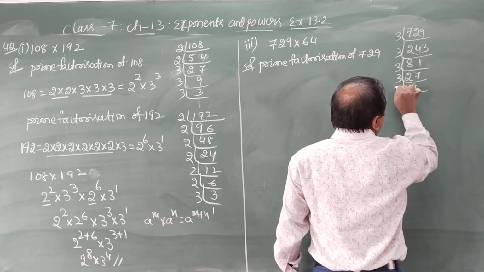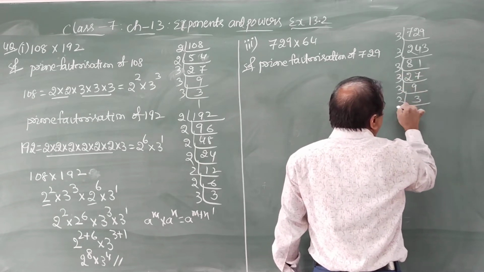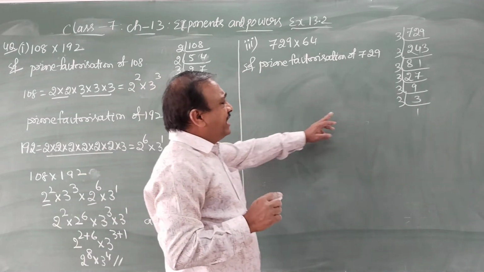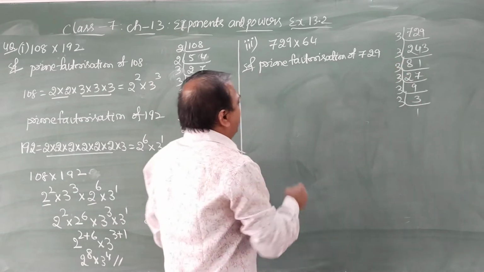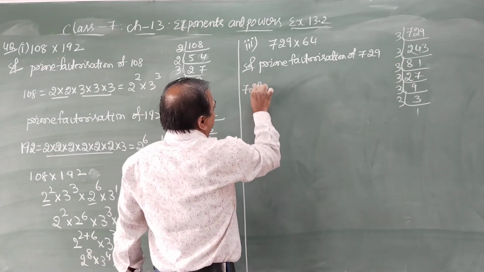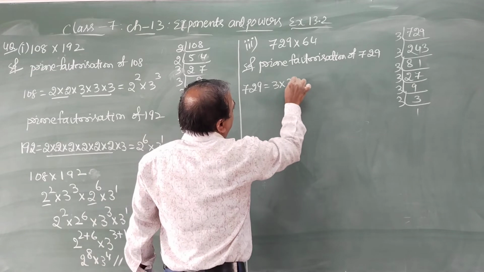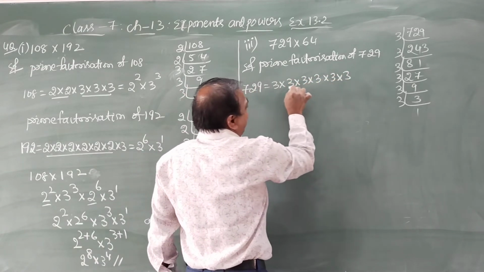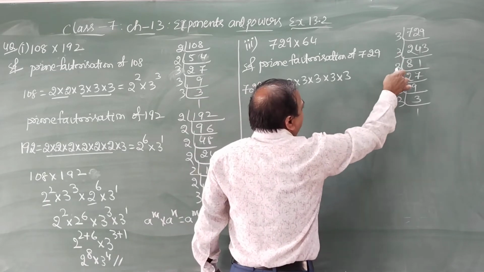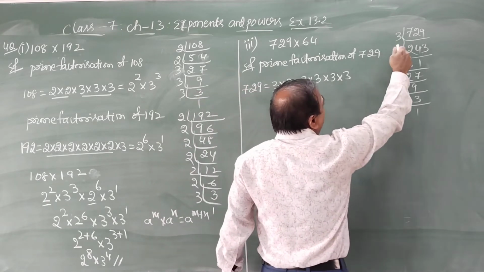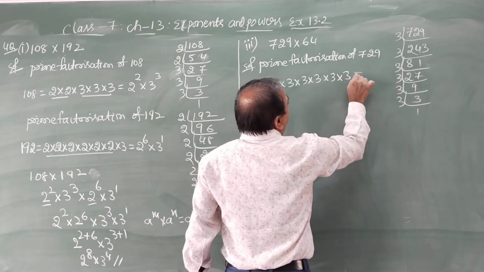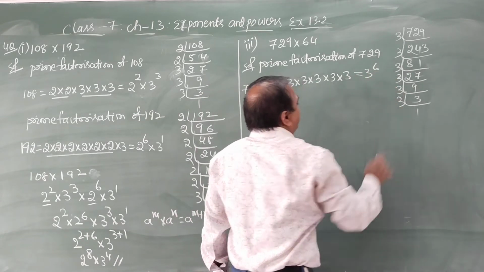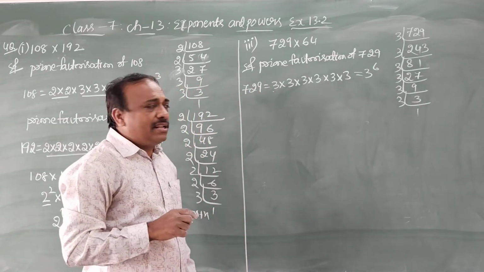3 9s are 27, 3 3s are 9, and 3 1s are 3. So 729 can be written as 3 into 3 into 3 into 3 into 3 into 3. 6 times, you see: 1, 2, 3, 4, 5, 6. So 3 into 3, 6 times, you can write as 3 to the power 6.